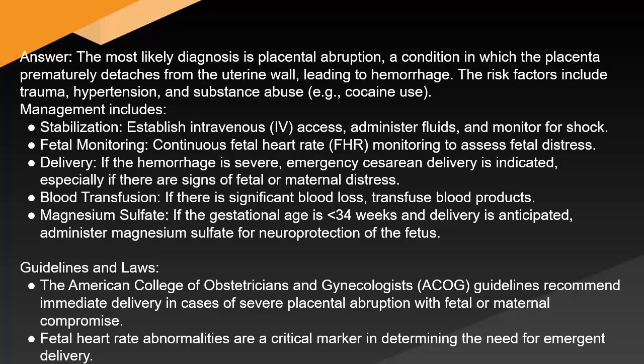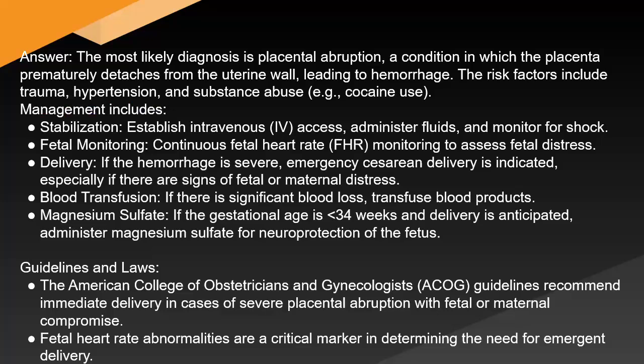Answer. The most likely diagnosis is placental abruption, a condition in which the placenta prematurely detaches from the uterine wall, leading to hemorrhage. The risk factors include trauma, hypertension, and substance abuse, e.g. cocaine use. Management includes stabilization. Establish intravenous access, administer fluids, and monitor for shock. Fetal monitoring. Continuous fetal heart rate, FHR, monitoring to assess fetal distress.